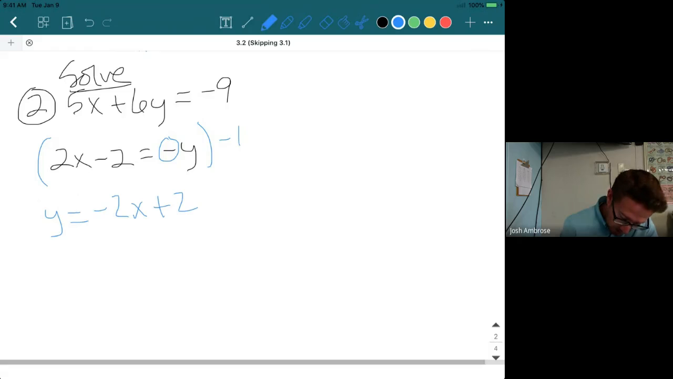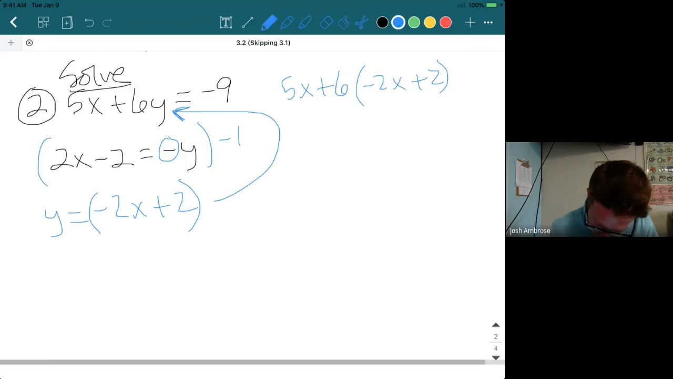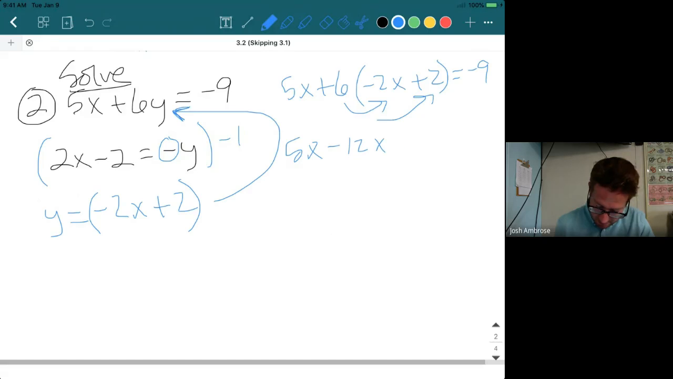Okay? Now this right here is what y equals. So we're going to substitute that in right there where we see y. So 5x plus 6 parentheses -2x plus 2 equals -9. All right, distribute. 5x minus 12x plus 12 equals -9.